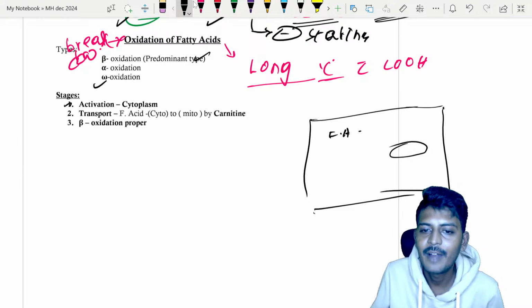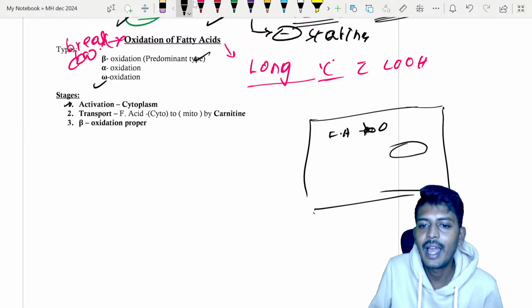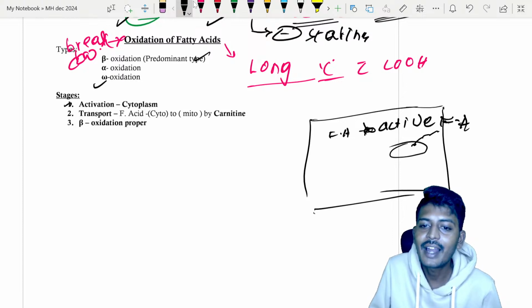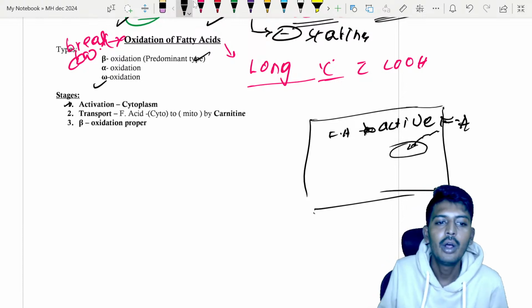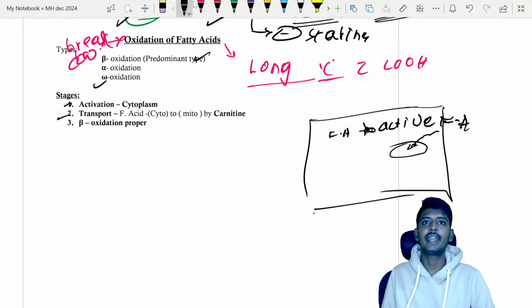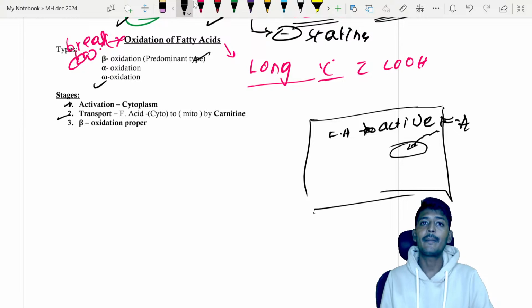Now the fatty acid in the cytoplasm undergoes activation, so an active fatty acid is formed. This active fatty acid is transported into the mitochondria. So the next step is transport of fatty acid. Which fatty acid, activated or non-activated? The activated fatty acid, from the cytoplasm into the mitochondria.